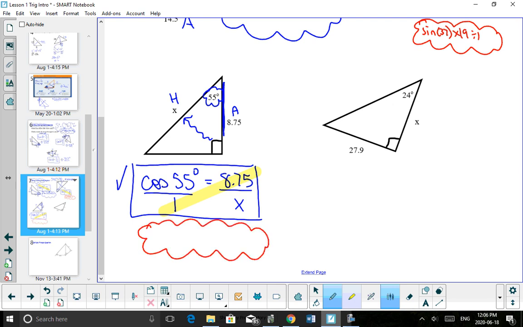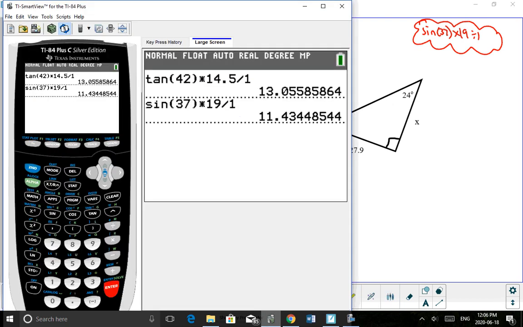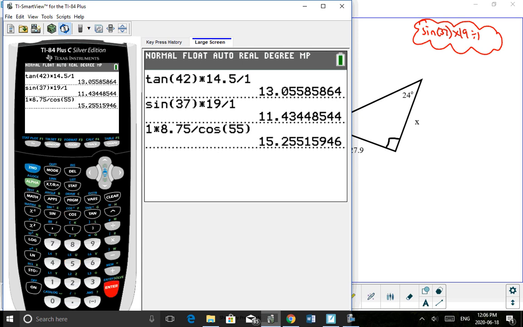Okay, so on your calculator, you're going to go 1 times 8.75 divided by cos 55 bracket. So again, you multiply the diagonal that does not have the x. Now, if you're going, yeah, but 1 times anything doesn't affect, so can I just go 8.75 divided by cos 55? Yes, you can. Some of you like to do that. Some of you go, nope, I just want to cross multiply, divide. So cross multiply and divide. So again, don't hit second. And you get out 15.3.